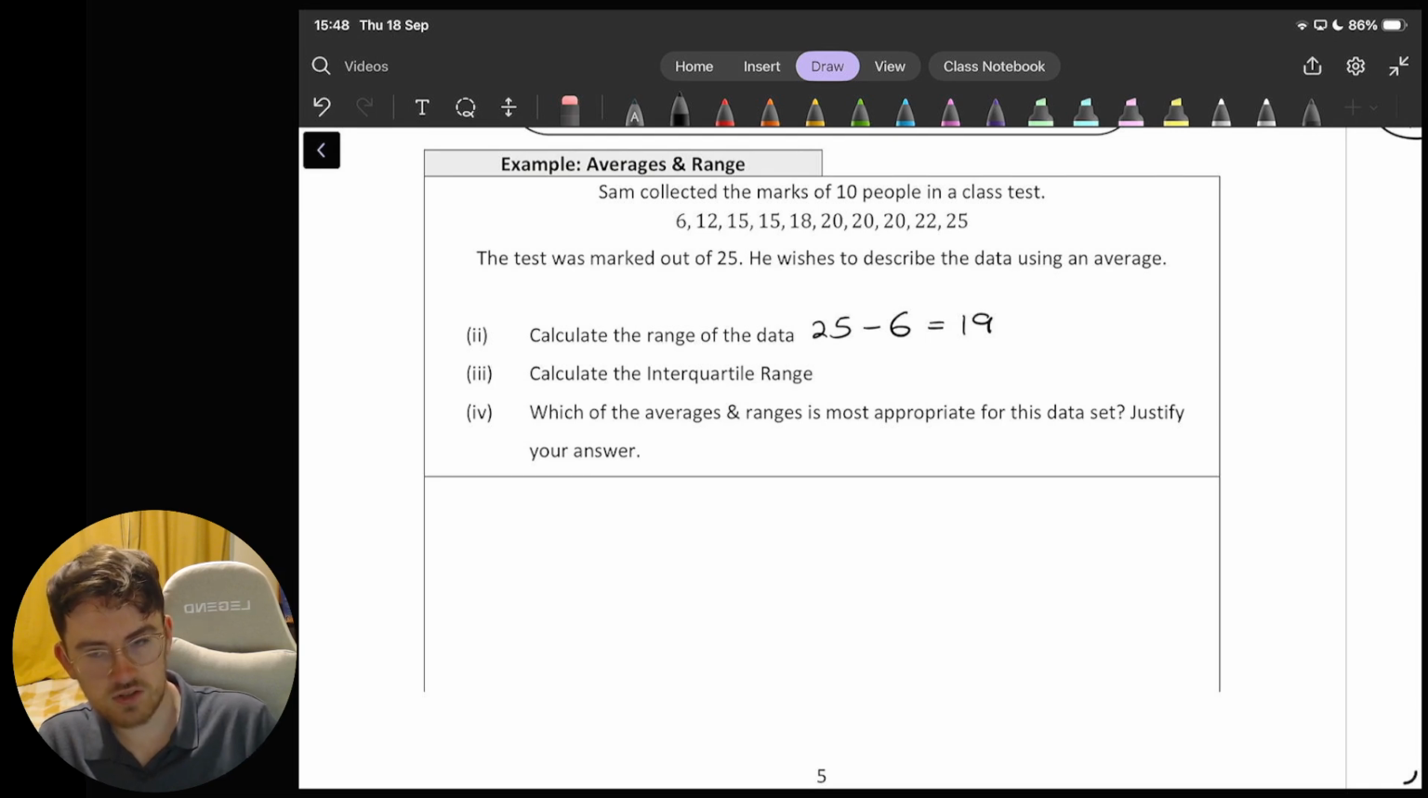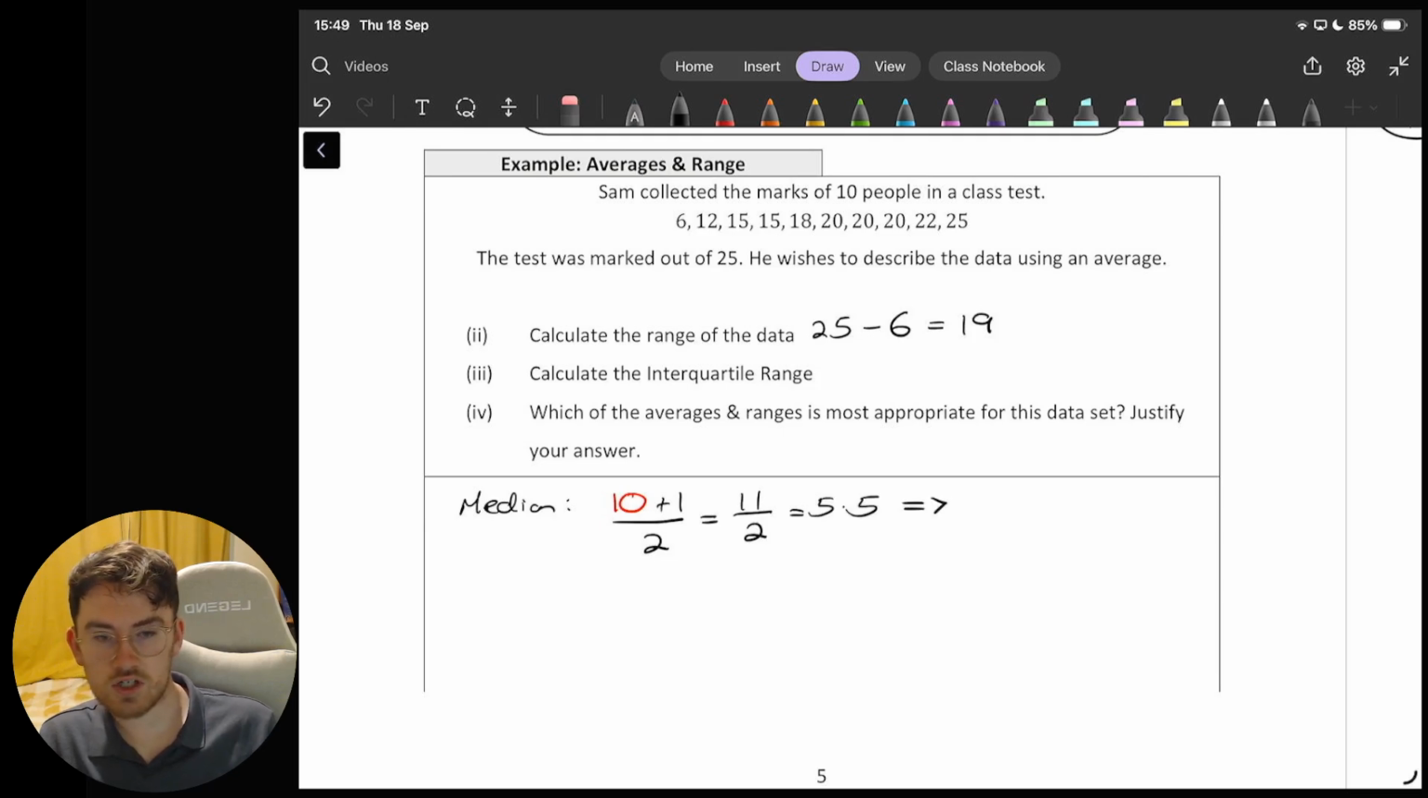To get the interquartile range, we need to do a proper calculation here. So let's look at that. We need to find the median first. The median is the middle term. So to find the middle term, we take however many terms there are, we add 1, and we divide by 2. That is 11 divided by 2, which is 5.5. Now, obviously, there is no term there, so what that tells me is that the middle term is going to be between the 5th and the 6th term.